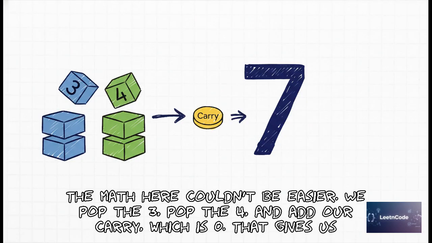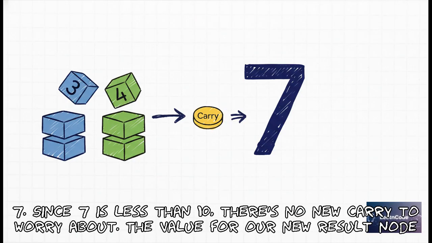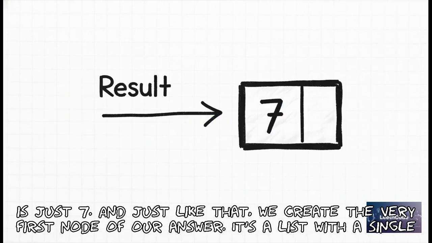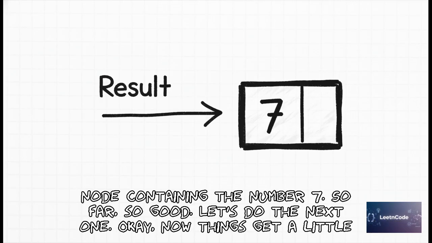The math here couldn't be easier. We pop the 3, pop the 4, and add our carry, which is 0. That gives us 7. Since 7 is less than 10, there's no new carry to worry about. The value for our new result node is just 7. And just like that, we create the very first node of our answer. It's a list with a single node containing the number 7. So far, so good. Let's do the next one.